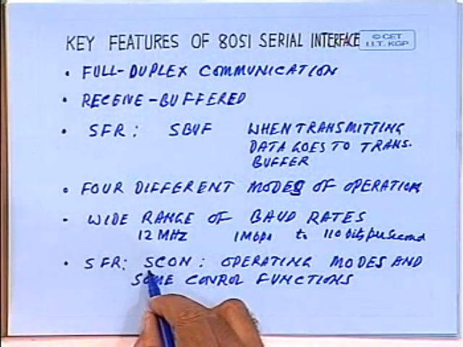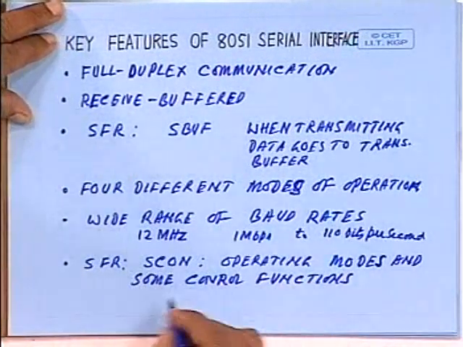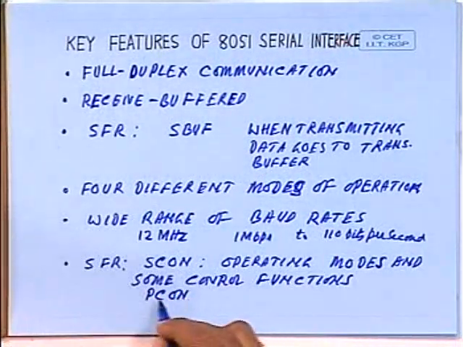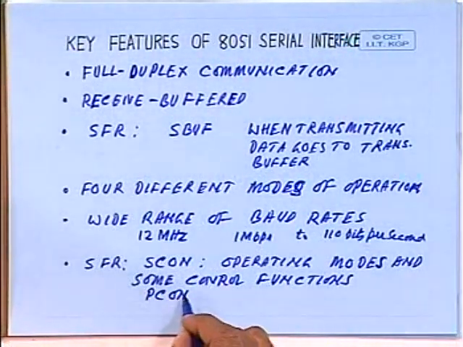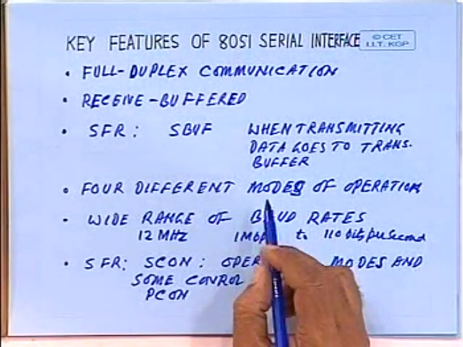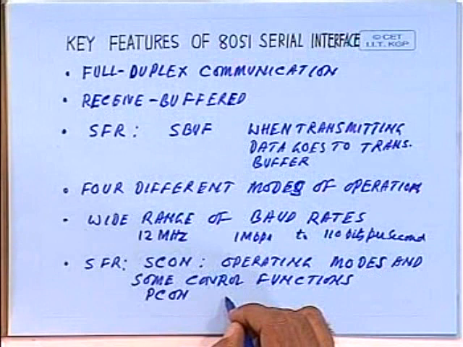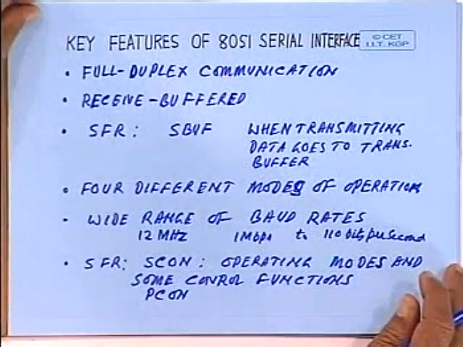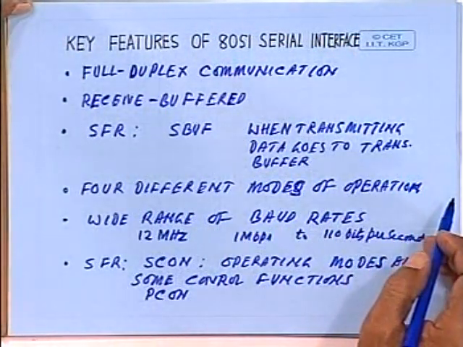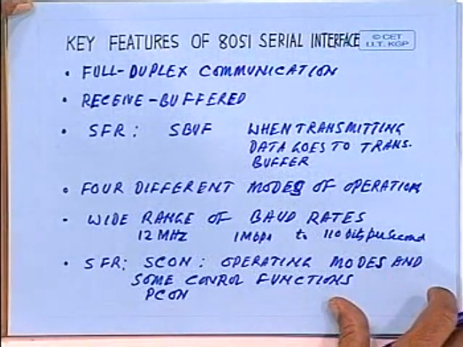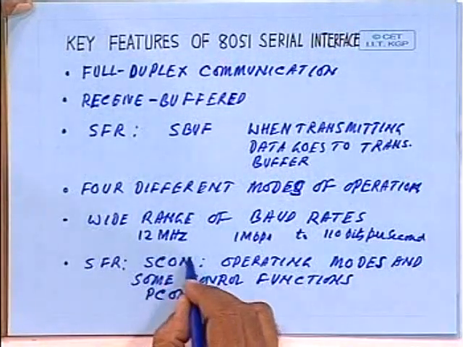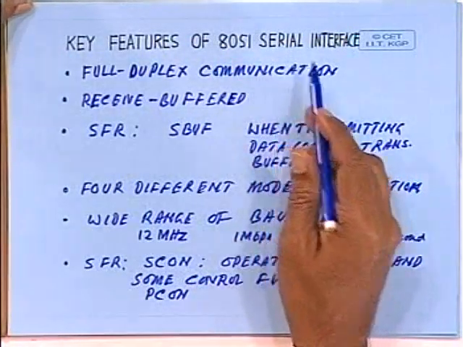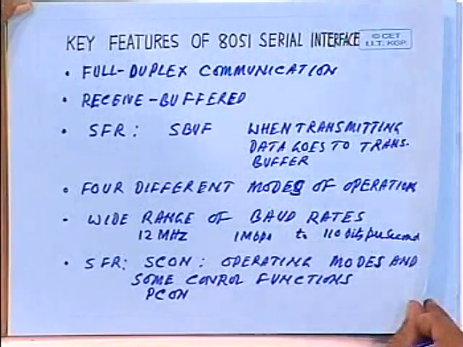Apart from this SCON register, the serial control register, there is another register known as PCON, which is commonly used for power control. However, one bit of PCON is also used in the context of serial data communication, particularly to control the baud rate, as we shall discuss in detail later. So, in a nutshell, these are the typical features of the 8051 serial interface. Let us now see how you can program this SCON register to configure the serial interface in different modes of operation.